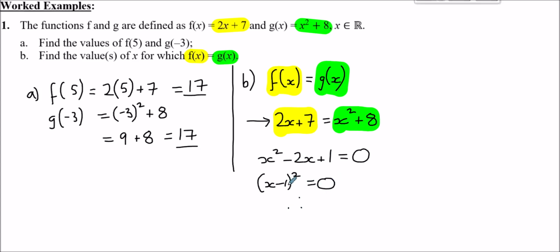So therefore these functions are equal when this bracket is equal to 0, and this bracket is equal to 0 if and only if x is equal to 1. As a double check, try x is 1. 2 times 1 plus 7 is 9. 1 squared plus 8 is 9. So x equals 1 does work.